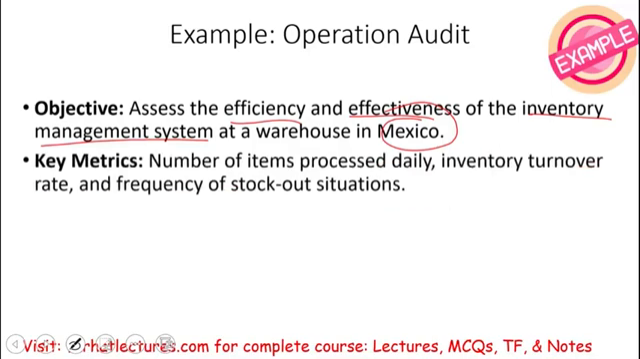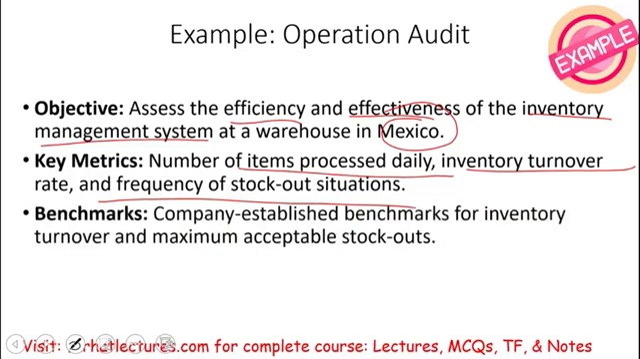The key metrics that we can use are the number of items processed daily, inventory turnover rate, and frequency of stock out situations. The benchmark, well, what's the criteria? Company established benchmark. That's it. For inventory turnover and maximum acceptable stock out. We're using our benchmark. That benchmark could be anything. We could use an industry benchmark. We can use a competitor. And here we're just using our benchmark.